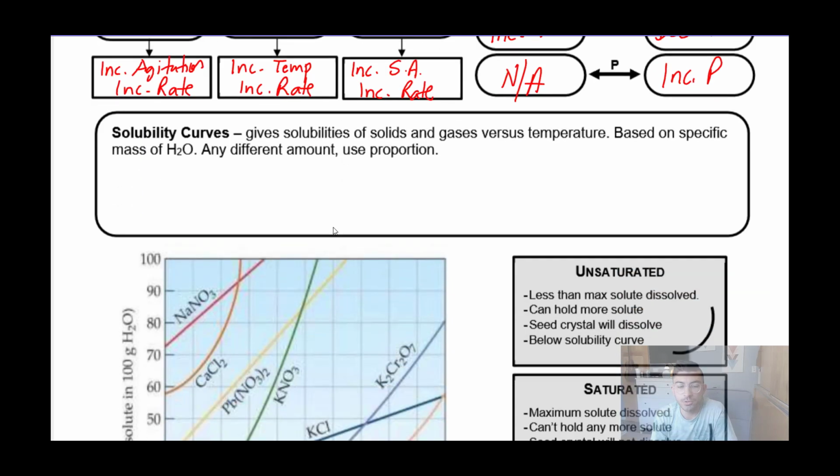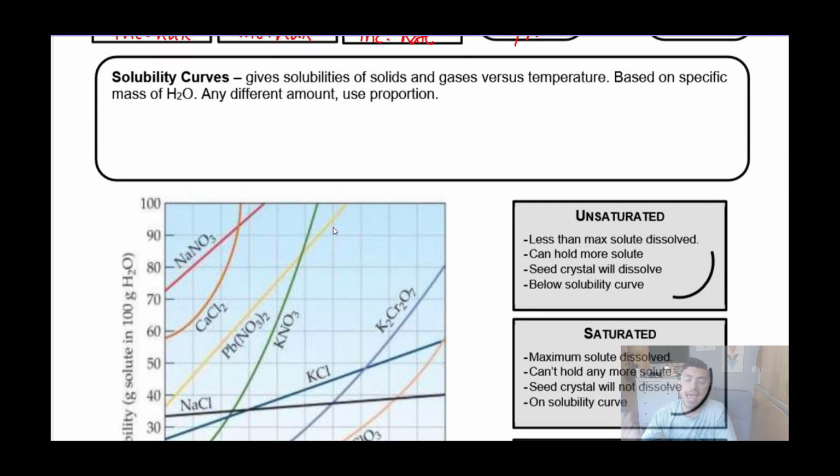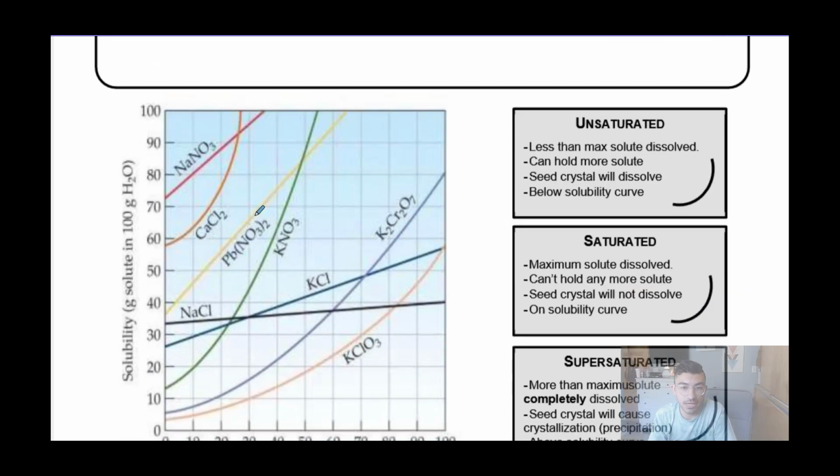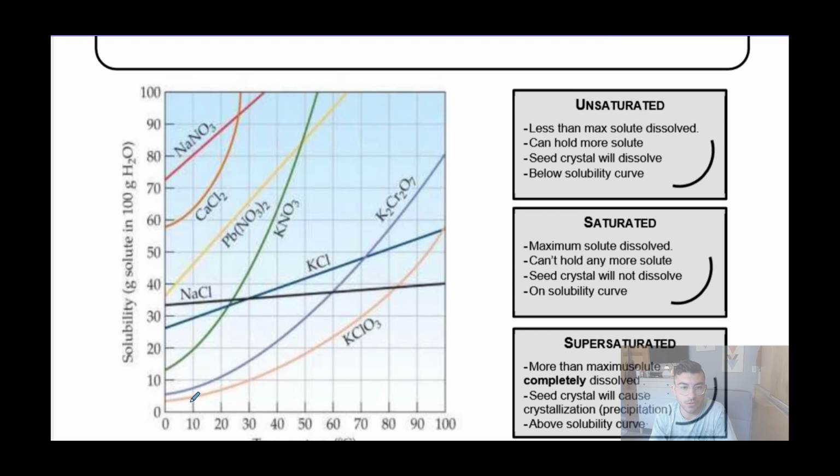We looked at solubility curves. Solubility curves basically plot the maximum amount of a substance that can dissolve in a specific amount of solvent at a given temperature. And here's an example of some solubility curves for some different substances.